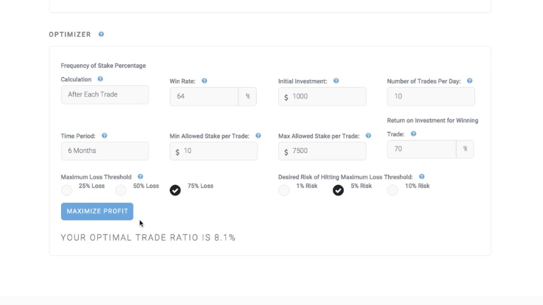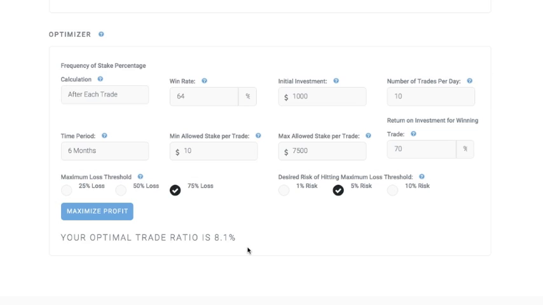Alright, now it's done, and as you can see, it's printed out this line that says that your optimal trade ratio is 8.1%. So that means that you should be staking 8.1% of your initial investment per trade. So in the case of $1,000, that would be $81. So $81 per trade. Now, as this changes, if you win a trade, then it will be a little bit higher because the actual bankroll has gone up. So it's not just 8.1% of your initial investment, it's 8.1% of your current bankroll.